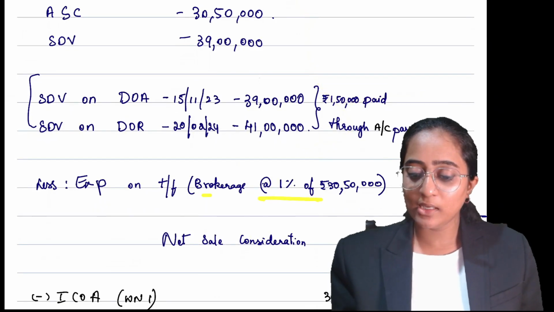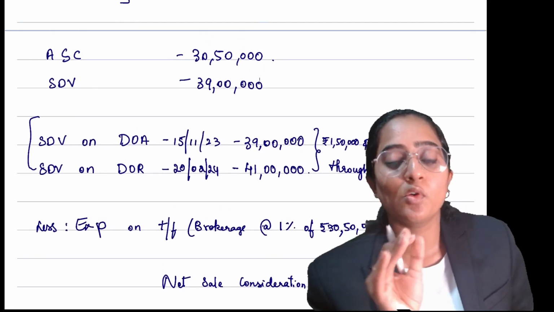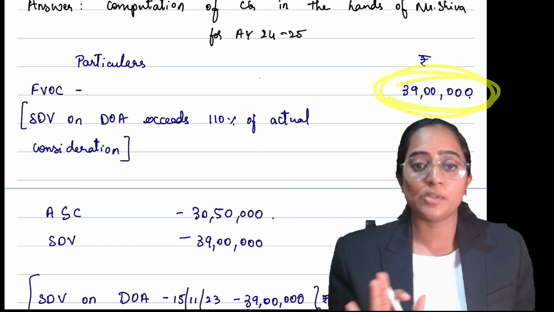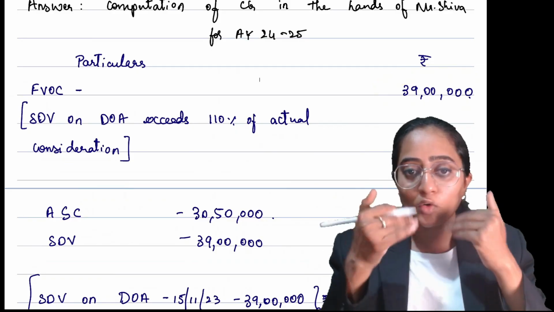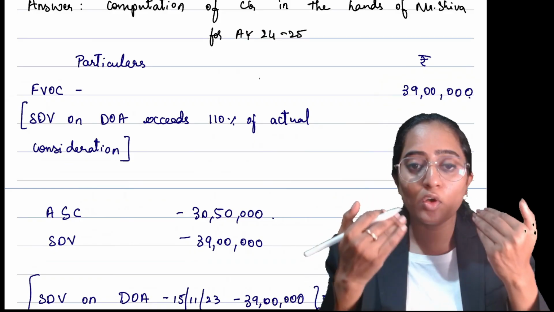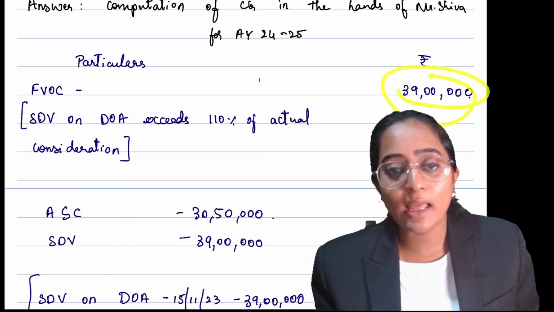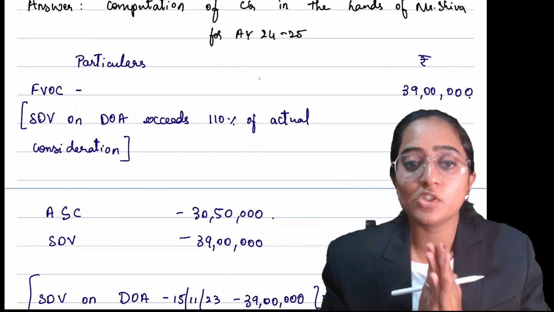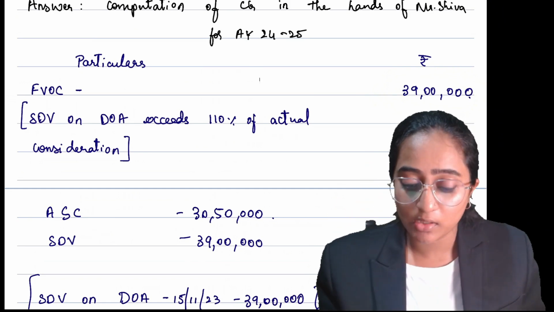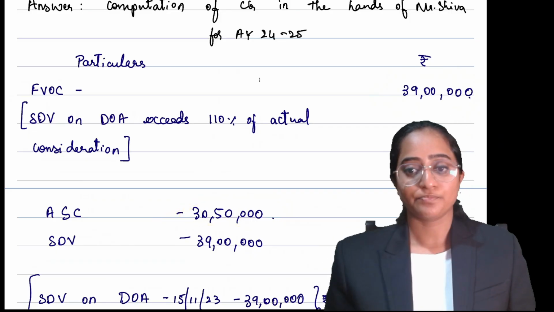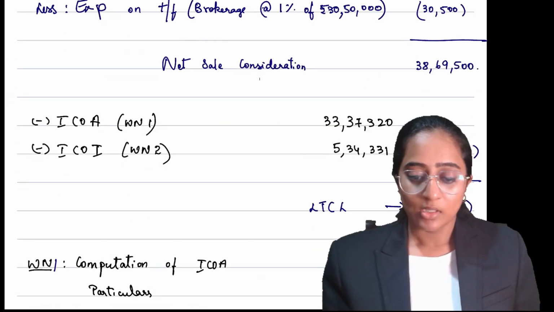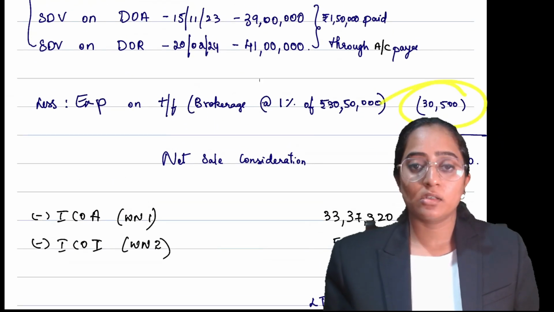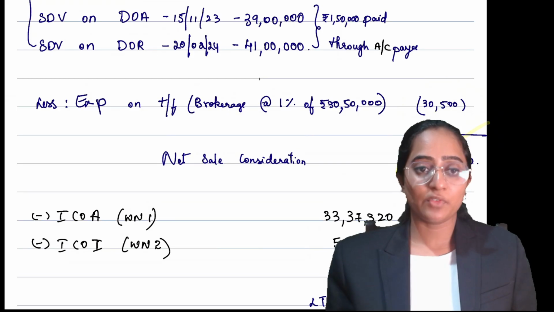Now, whatever the brokerage is, people remember brokerage is always going to be paid on your sale consideration, not on the full value of consideration. Whatever money you're receiving, on that only you're going to pay brokerage. 39 lakh, whatever you're considering over here, is purely for the purpose of taxation only. This is not the actual money you're receiving. Actual money received is 30 lakh 50,000. Clear? Now, this is the point. 30 lakh 30,500 is provided. Net sale consideration you have considered.